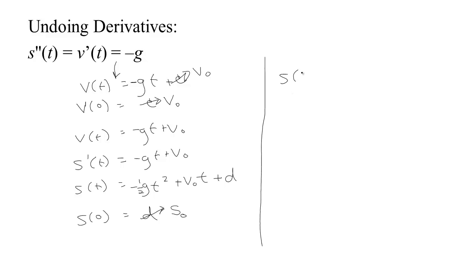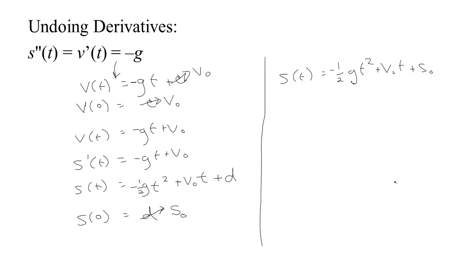So we have here s of t is negative 1/2 g t squared plus v naught t plus s naught, the initial height. You may have even seen this before you took a calculus class. You might have seen this equation for the height of an object as a function of time if it's just free falling, right? So with no air resistance, this is the equation that describes the position.